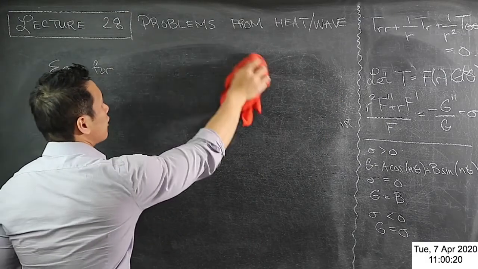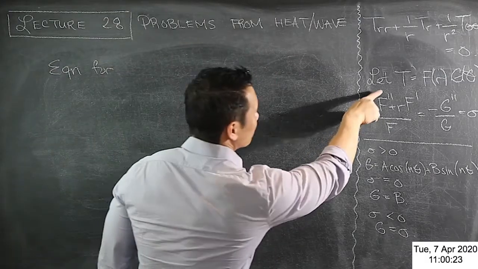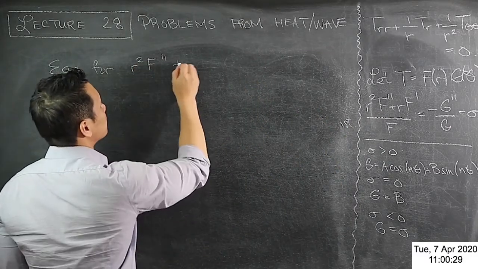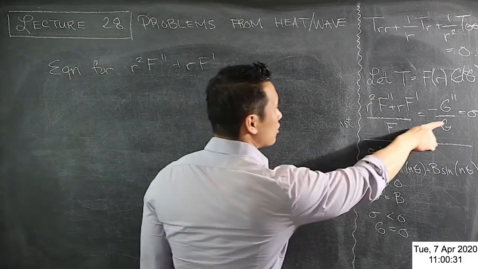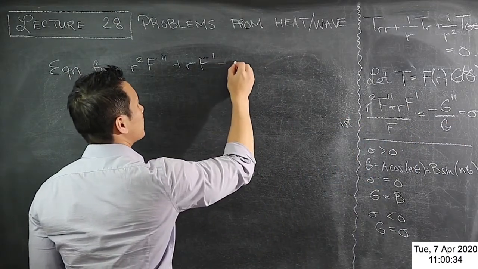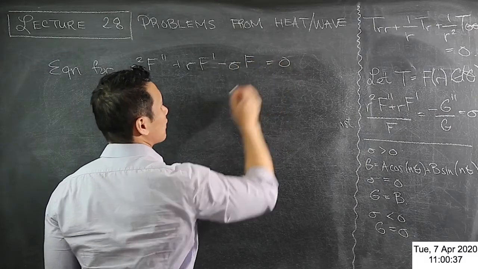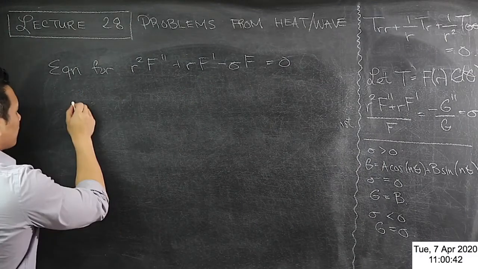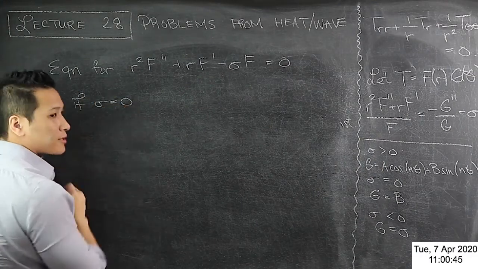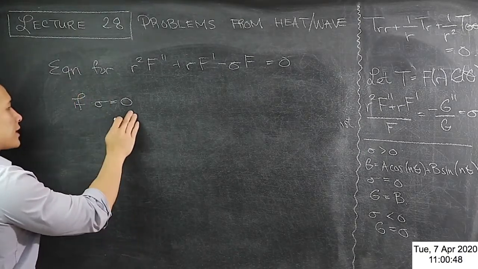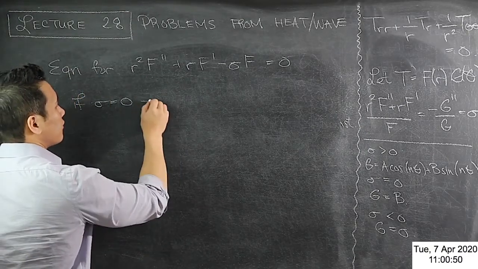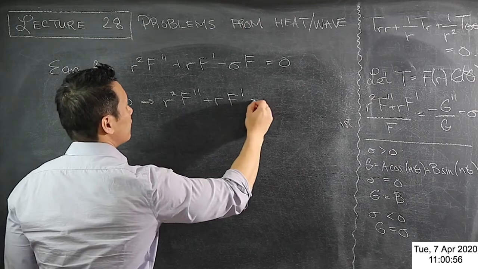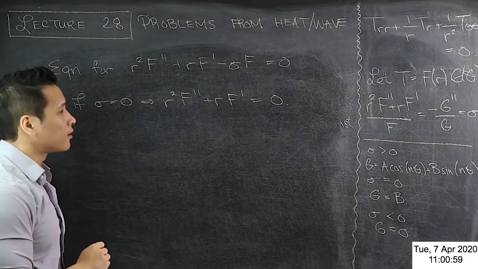So you next go and write down the problem for f. And the problem for f is this here. So you have r squared times f double prime plus r times f prime. And then I'm going to move this sigma to the left-hand side. I have a minus sigma times f equal to 0. I've multiplied both sides by the f and then moved it over. Okay? So let's do the case that sigma is equal to 0. If sigma is equal to 0, then I have r squared times f double prime plus r times f prime equal to 0. Okay?